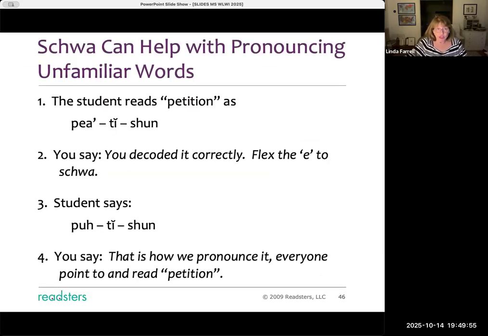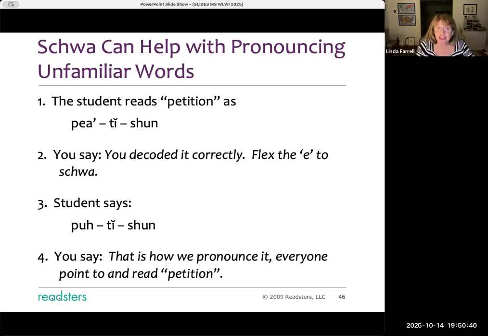And now, if you have an unfamiliar word, I've already told you this, you just tell them to flex the vowel sound. So if the word is P-E-T-I-T-I-O-N and they read "petition," because it could be petition, I say, you decoded that correctly. Let's make it a real word. Let's flex the E to a schwa. And they say, "petition. Oh, petition." If they know it, good, and if they don't, I say, yes, you got it. The word is petition, and that's how we pronounce it. Everybody pronounce it, and then maybe a little vocabulary, what it is. Keep going.